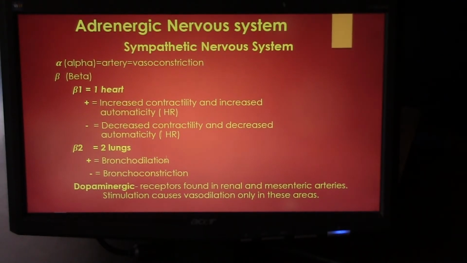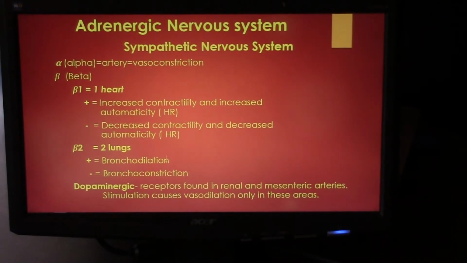Beta drugs work a little bit differently. They're separated into two different types of receptors. There's beta 1 that are primarily in the heart, and beta 2 that are in the bronchus and in the peripheral vasculature. So think of it this way. You have one heart, beta 1, and two lungs, beta 2. So when you're giving a beta drug, you increase contractility and increase automaticity or heart rate. Therefore, you have increased inotropic and chronotropic properties or activity.